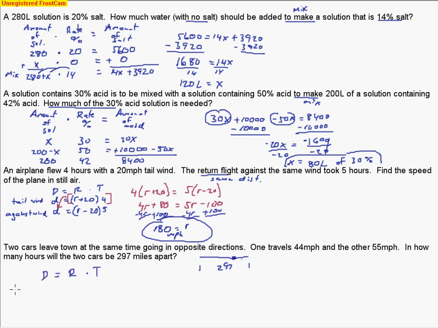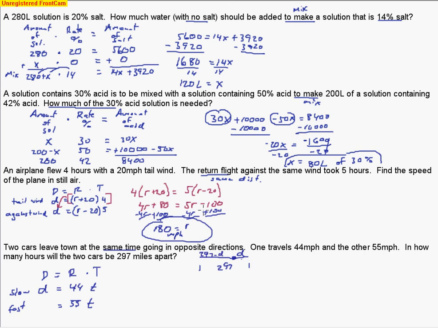So we've got a slow car, and we'll say its rate is 44. We know that they left at the same time, so we don't know what that time is, but we're going to use the same variable t. Then we have a fast car, and it's going 55 miles an hour. Again, we're going to use the same variable t for the time. Now their distances, we don't know, but we know together they add to make 297. So let's call the slower one d. How am I going to write an expression for the faster one? Well, it's going to be 297 minus d.